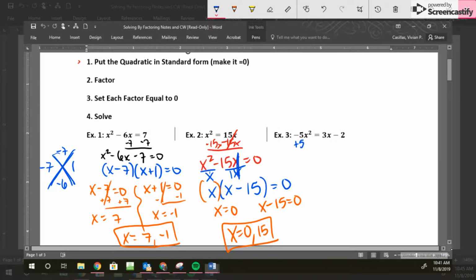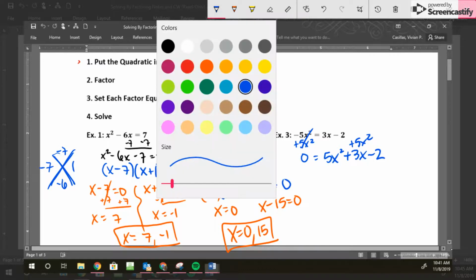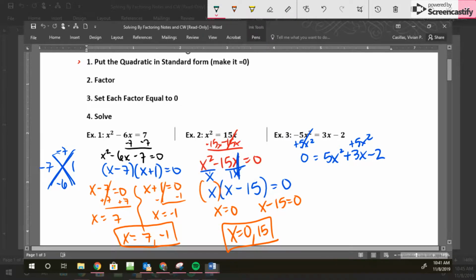Example 3 has a negative 5x squared. So I'm going to cheat and bring the 5x squared to the right side of the equation. That way I'll have 0 here, and then I'll have positive 5x squared plus 3x minus 2. It just makes it simpler when the first one is positive. All right, so let's factor this. Can I look and divide everybody by something? No, can't do that. And I can't do an x because of the 5 in the front, so I'm going to have to do a bottoms up.